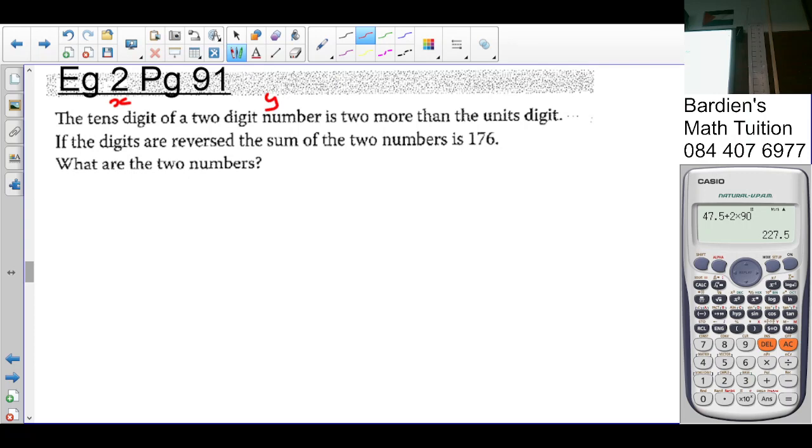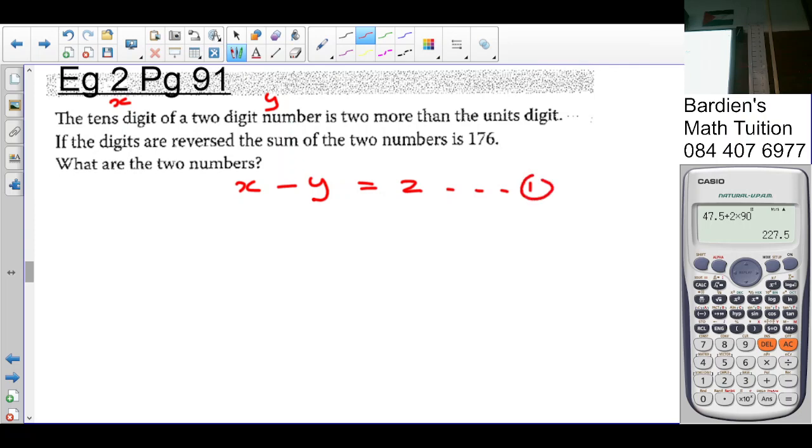the tens digit of a 2-digit number is 2 more than the units digit. So in other words, whatever x is, if I subtract the units digit, I'm going to get an answer of 2. You all agree with that? If I subtract the tens and the units, I must get 2. You guys understand? Then this is equation 1.